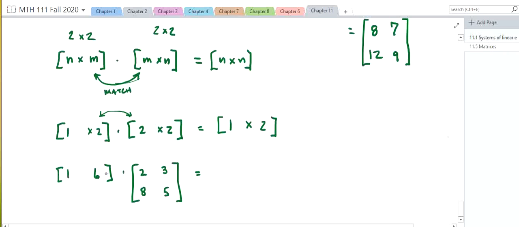So I take my row and operate on the first column. So this is going to be a 1 by 2. So this times it, or operating on that, it's 2 plus 48. 6 times 8 is 48.